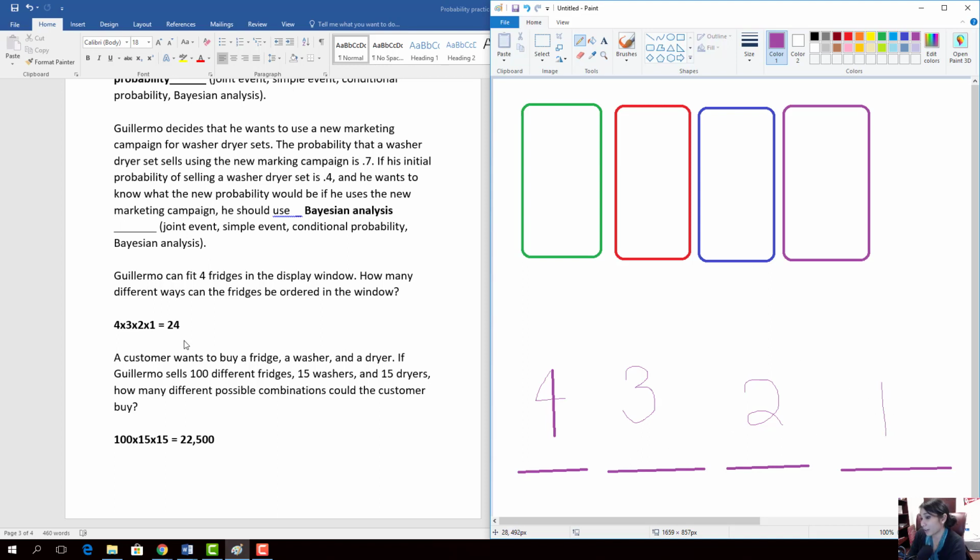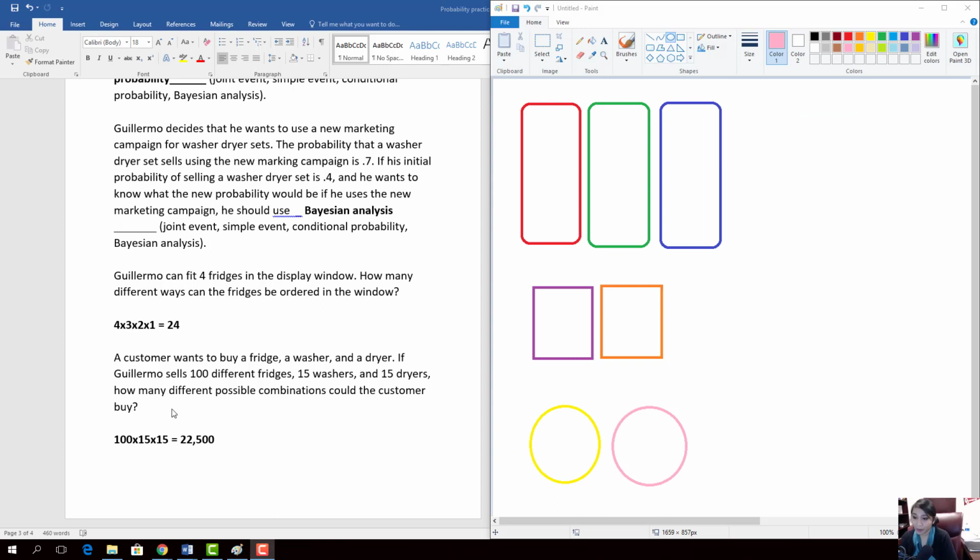So the reason we calculate this using a factorial is for that reason. We have this many choices to begin with, and as we fill in these spots, it decreases. So in this case, it's just 4 times 3 times 2 times 1, and that equals 24.